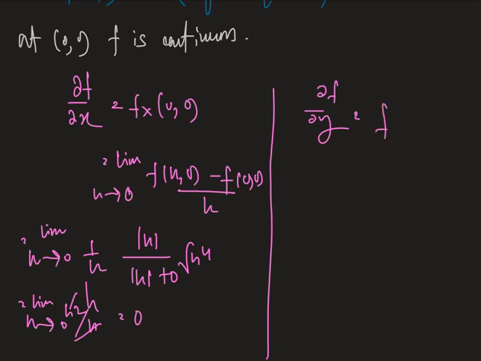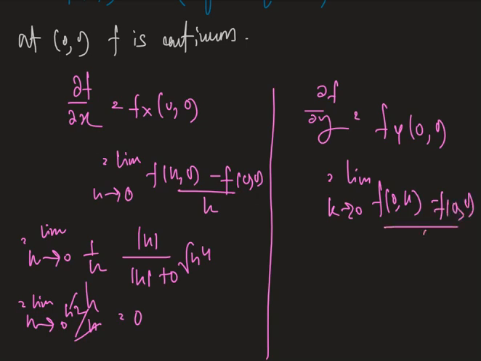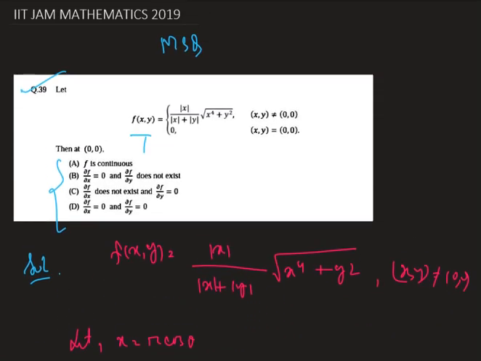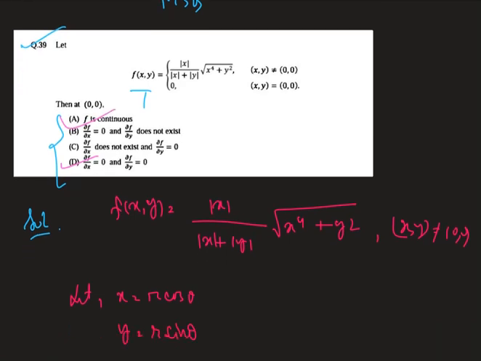Now df by dy means f_y at 0, 0, and by definition we can write that it is the limit as k tends to 0 of f of 0 comma k minus f of 0, 0, divided by k. Okay, and f of 0 comma k is 0, and f of 0, 0 is already 0, therefore it results in 0. So option D and option A are the correct options.